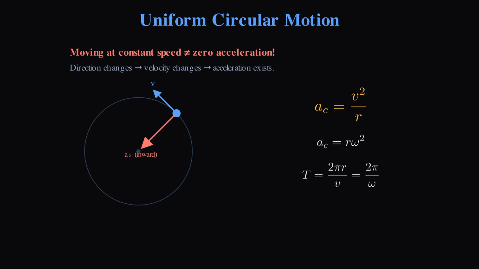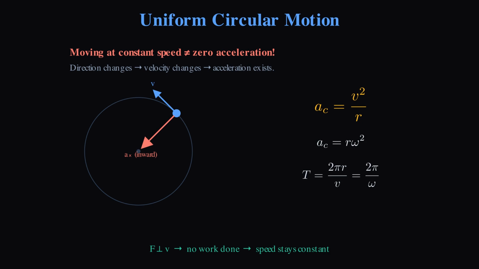Practical consequence: at higher speed on a curve of fixed radius, centripetal acceleration grows as v squared. Doubling speed requires 4 times the centripetal force. This is why tight curves at high speed are dangerous. The required force grows rapidly and can exceed what friction or structural limits can provide.